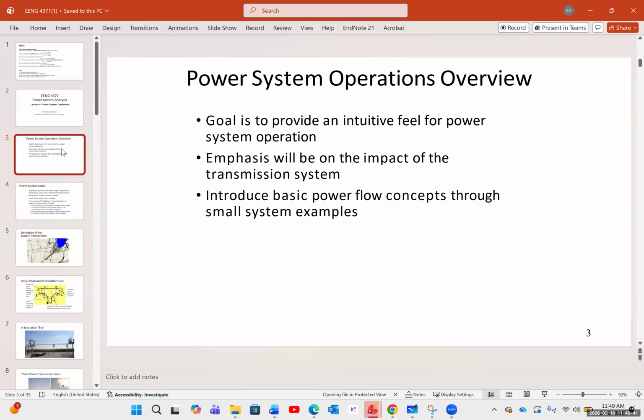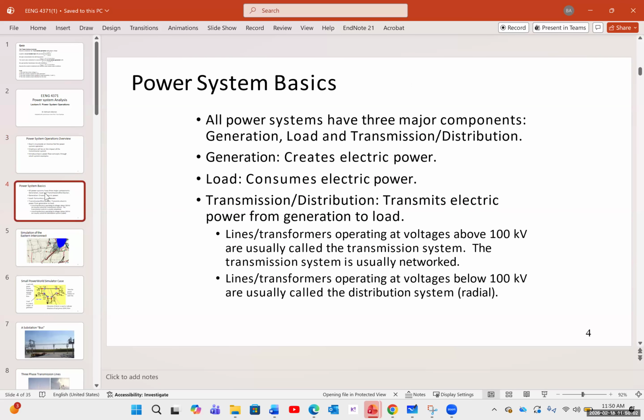So, an overview of power system operations. The goal is to provide an intuitive feel for power system operations. Emphasis will be on the impact of the transmission system. It will introduce basic power flow concepts through small system examples. The basics of power systems.